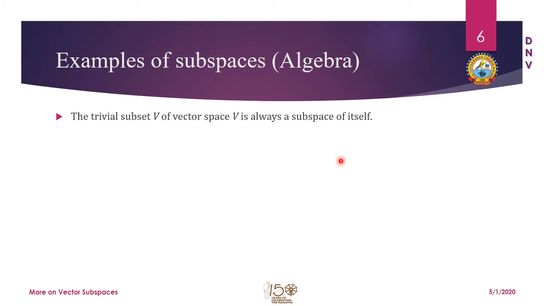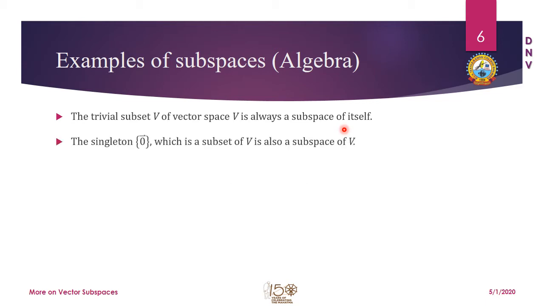The trivial subset V of a vector space V is always a subspace of itself. As you know, V is always a subset of V itself, and when the elements of V satisfy all the criteria for a subspace, then we call the improper subset or trivial subset of V, which is V, a subspace of itself. So there is nothing to prove in it.